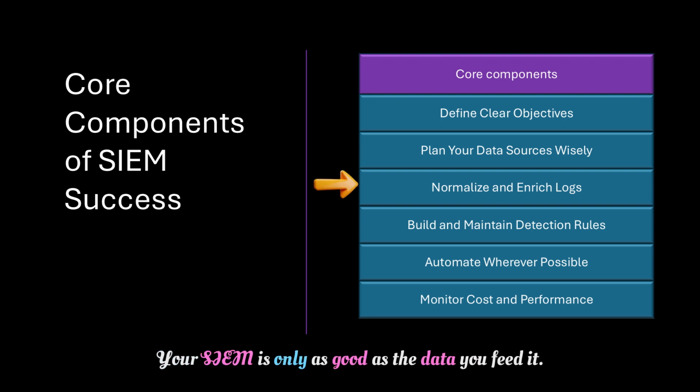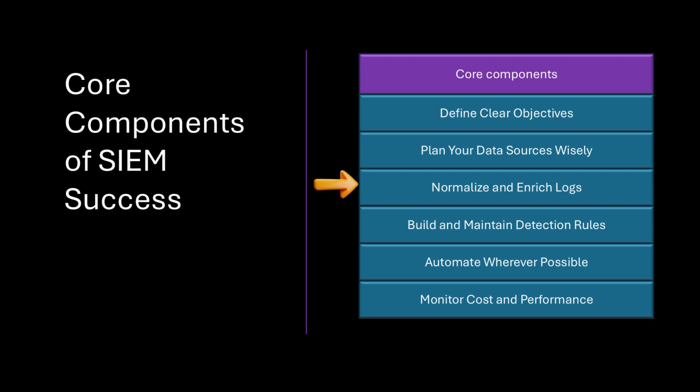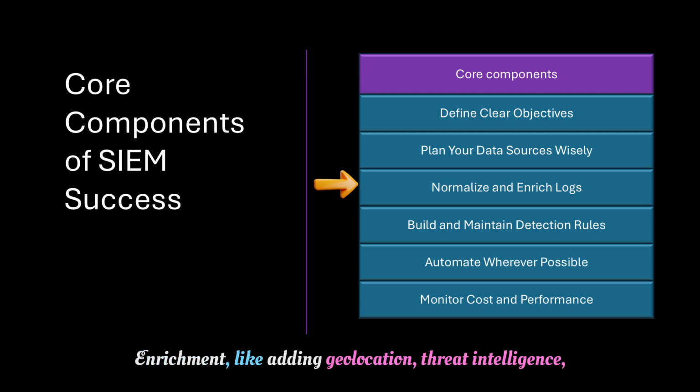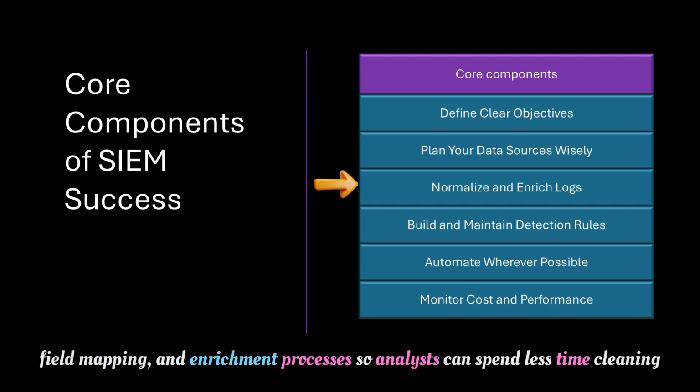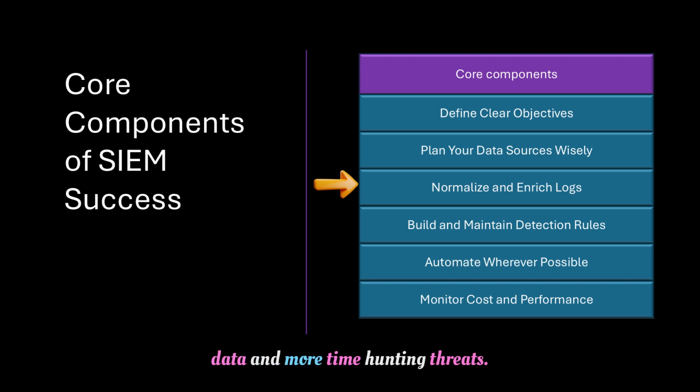Your SIEM is only as good as the data you feed it. Normalized data makes it easier to write queries, detect patterns, and automate responses. Enrichment, like adding geolocation, threat intelligence, or asset criticality, adds even more context. Make sure your logging pipeline includes data parsing, field mapping, and enrichment processes so analysts can spend less time cleaning data and more time hunting threats.